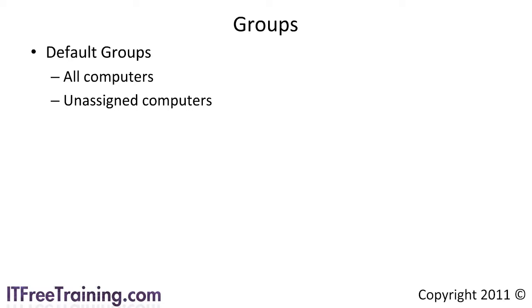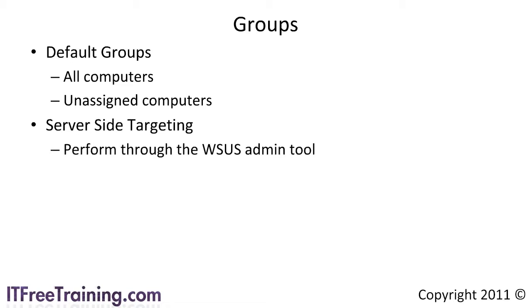Microsoft has two different ways of placing computers into groups. If you perform this process manually, it is called server-side targeting. This is done through the WSUS admin tool. On a large network with a lot of computers being removed and added to the network, this can become a very time-intensive task. To make this process easier and more automated, Microsoft offers what it calls client-side targeting.